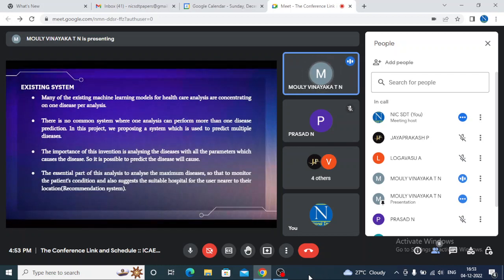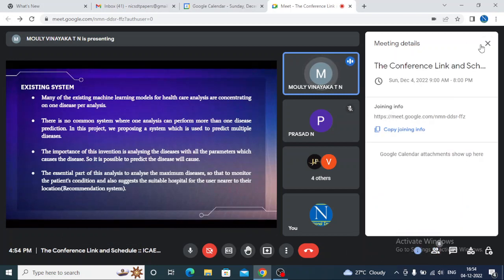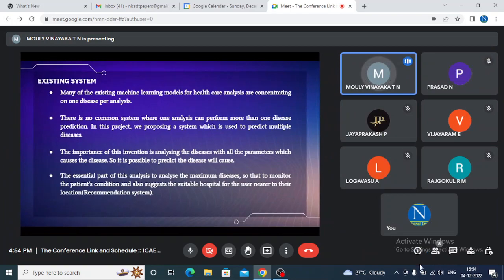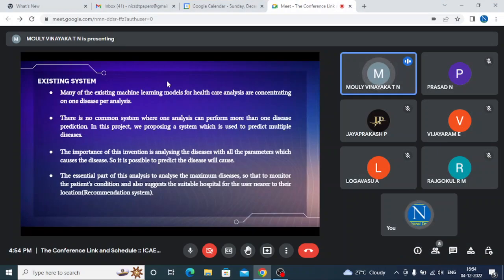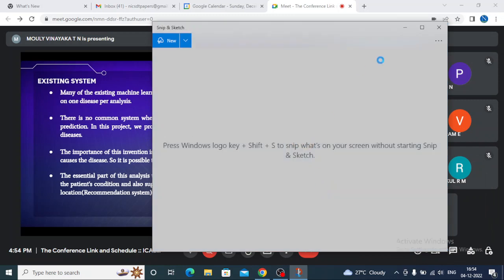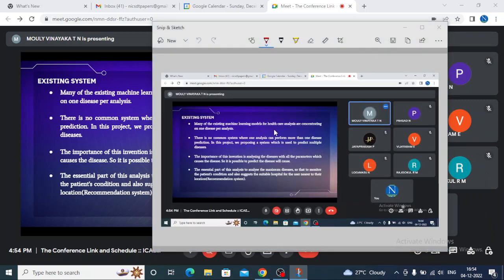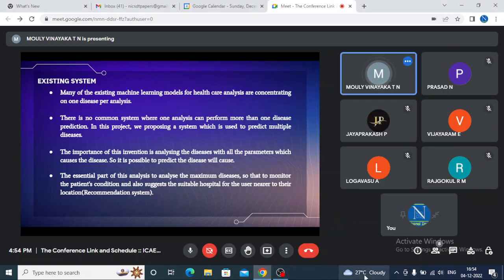Actually, there are few existing machine learning models for healthcare analysis, and they concentrate on one disease per analysis. There is no common system where one analysis can perform more than one disease prediction. In this project, we are proposing a system which is used to predict multiple diseases. The importance of this invention is analyzing the disease with all the parameters which cause the disease. The essential part of this analysis is to analyze the maximum number of diseases so as to monitor the patient's condition and also suggest a suitable hospital for the user nearer to their location. We made this using a recommendation system.